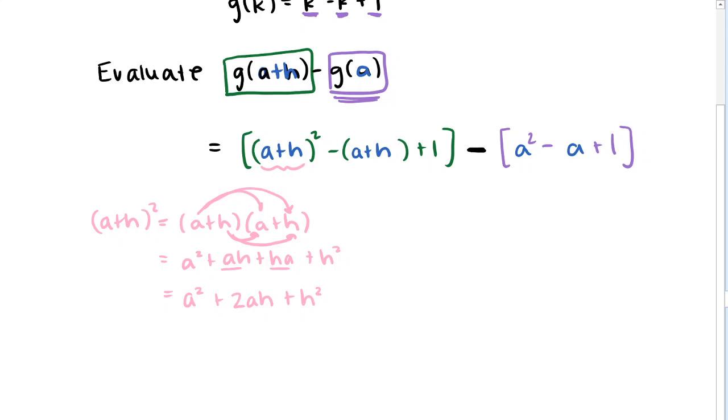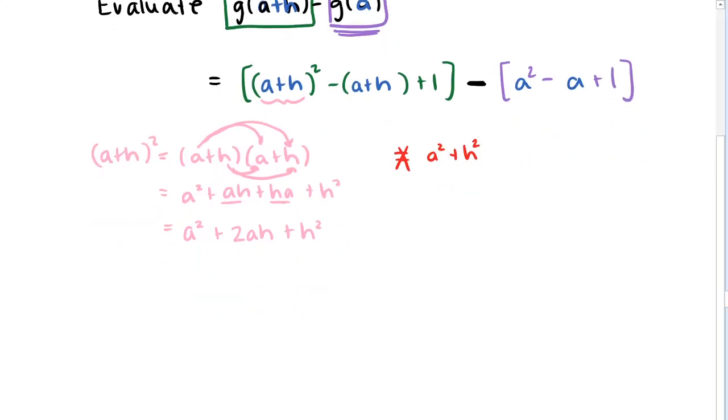One thing I definitely want to emphasize is that this is not equal to a squared plus h squared. We didn't just square each term. Really, we had to square the entire group. Okay, so that's the part underlined in pink.